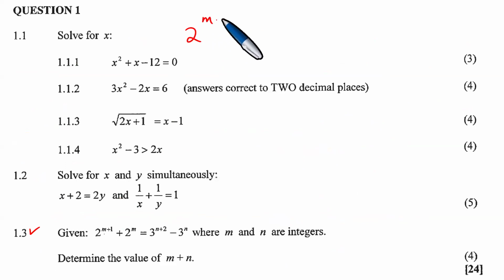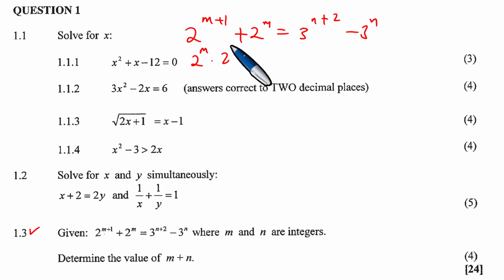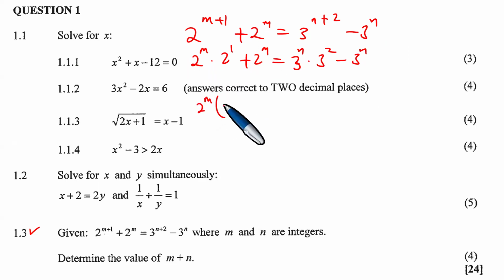So we have 2 to the power m plus 1, plus 2 to the power m, which equals 3 to the power n plus 2 minus 3 to the power n. At this point, we separate this, and it becomes 2 to the power m plus 2 to the power m equals 3 to the power n, 3 to the power 2, minus 3 to the power n. At this point, we have the common factor, the highest common factor, which is exactly 2 to the power m, leaving us with only 2 plus 1. This is exactly 3 to the power n, which is 3 squared minus 1.